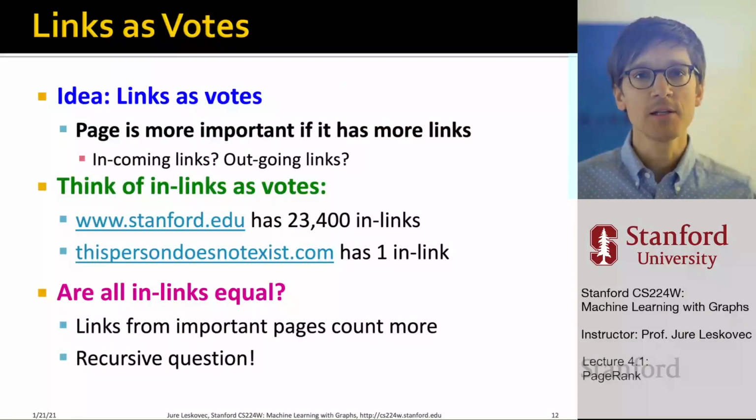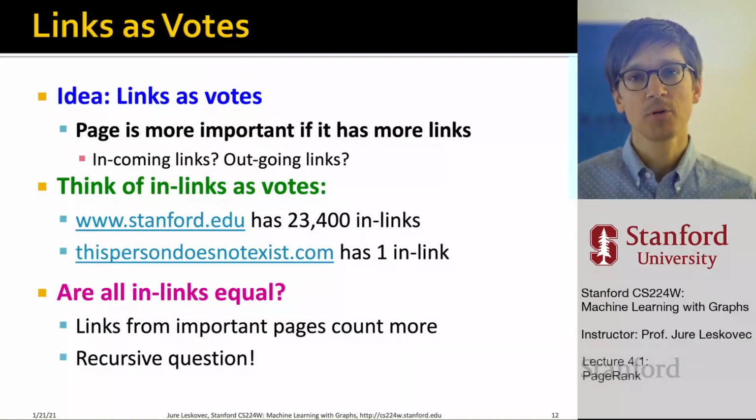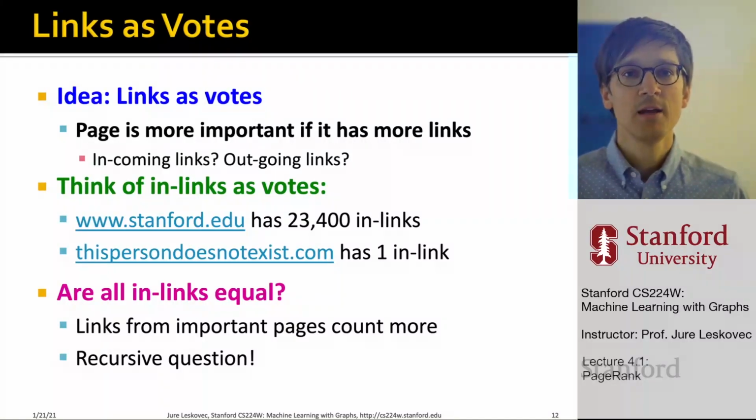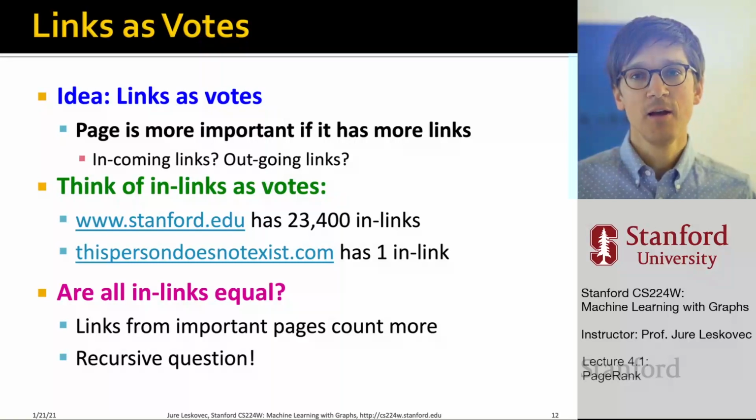So first, our goal is to compute the importance of a web page on the web. One way to do this would be to think of links as votes. So basically a page is more important if it has more links. And then you could ask, is it incoming links or outgoing links? Incoming links are harder to fake because other people on the web have to link to you. Outgoing links are easier to fake because you can just generate them on your website.